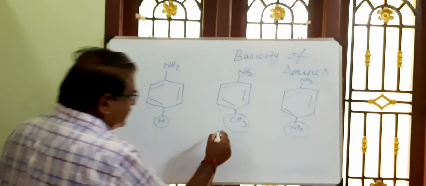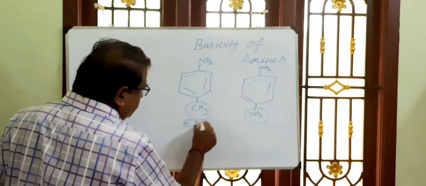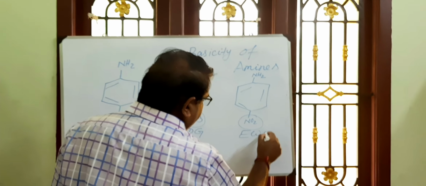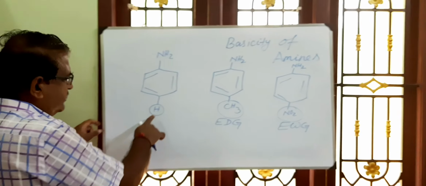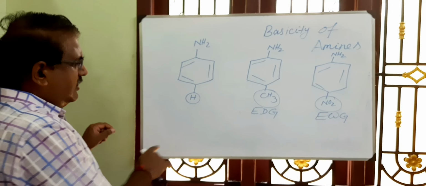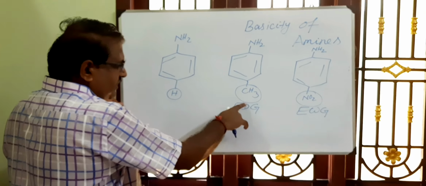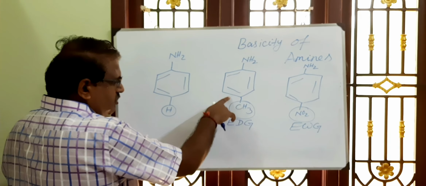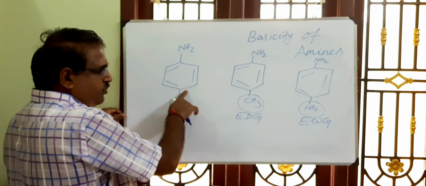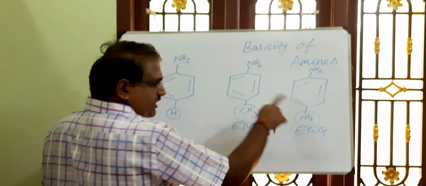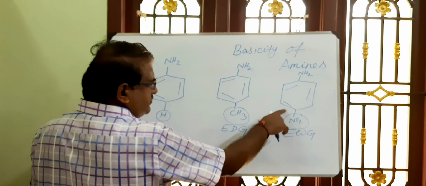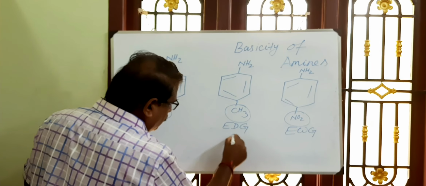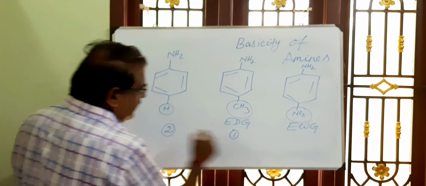The methyl group is an electron donating group. NO2 is an electron withdrawing group. So H is neutral. Since we have an electron donating group in this molecule, this is going to be stronger than this, and this is going to be stronger than this. So in other words, this is the stronger base, this is the weaker base among these 3 molecules. So the order is going to be: this is 1, this is 2, and this is 3.